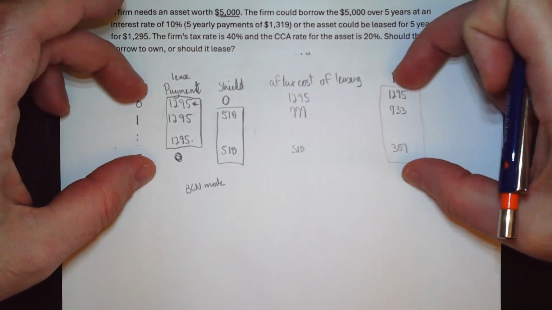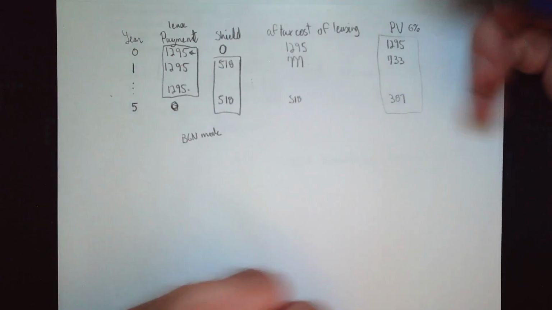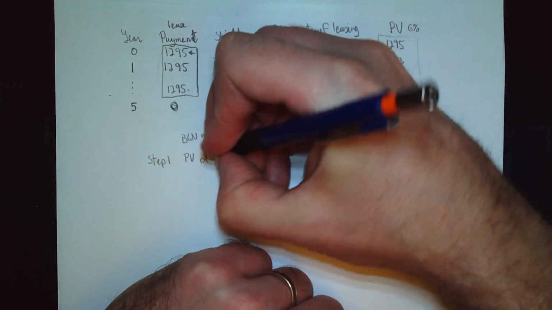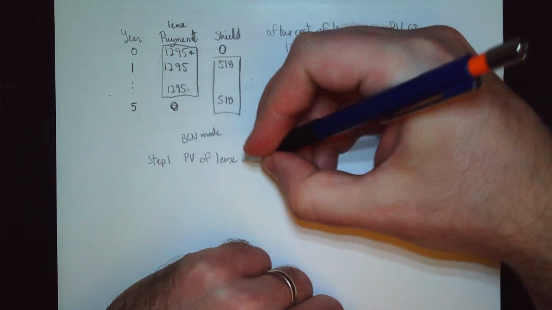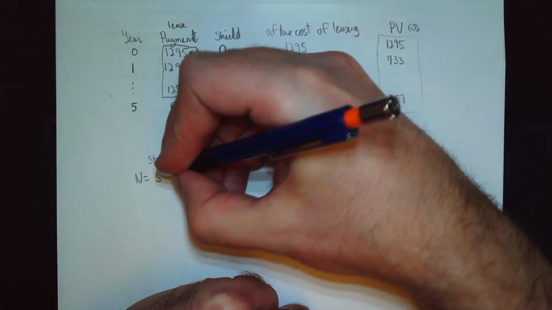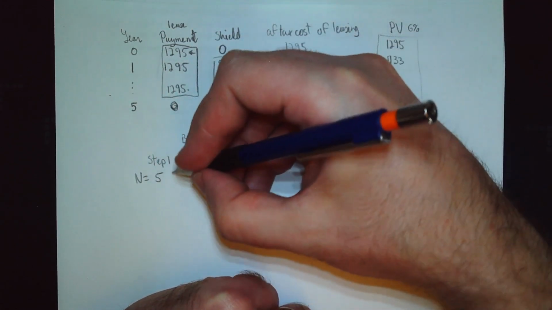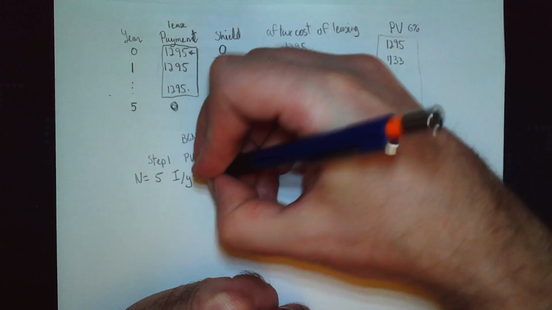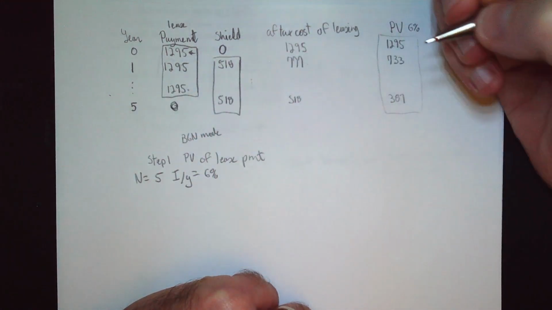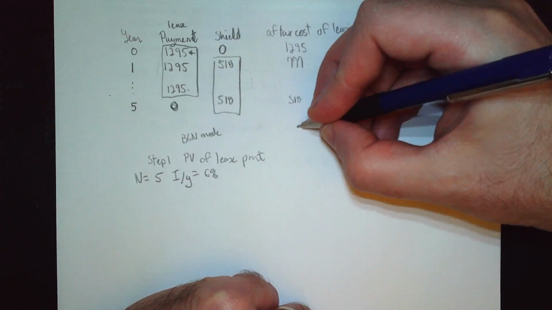than doing this whole table every time. So let's just do that, right? So step one, PV of lease payments. Well, in this case our N is 5, we have 5 payments. The interest rate in this case is again 6%. We established that we should use the after-tax cost of debt.